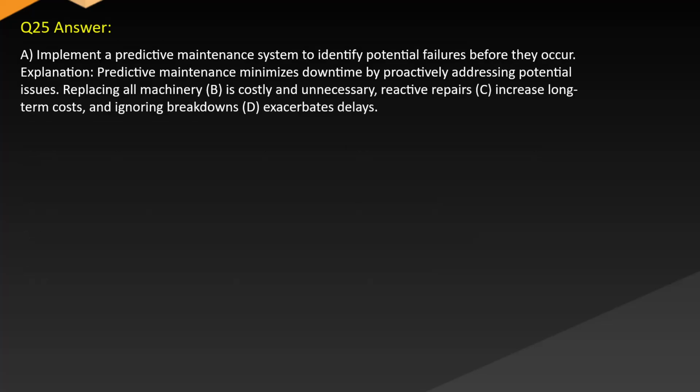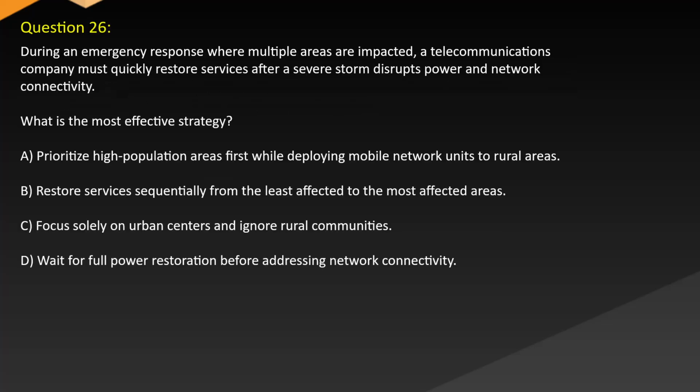Answer A. Implement a predictive maintenance system to identify potential failures before they occur. Explanation: predictive maintenance minimizes downtime by proactively addressing potential issues. Replacing all machinery, B, is costly and unnecessary. Reactive repairs, C, increase long-term costs, and ignoring breakdowns, D, exacerbates delays.